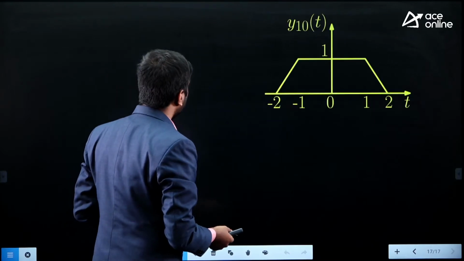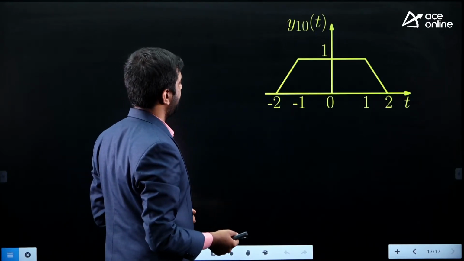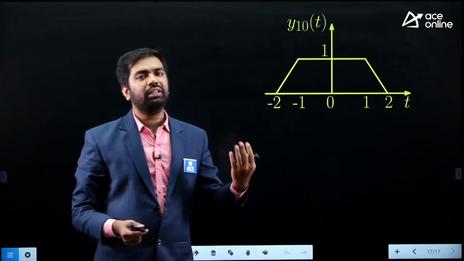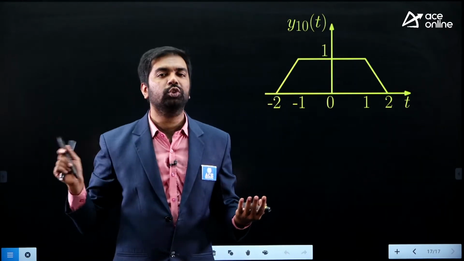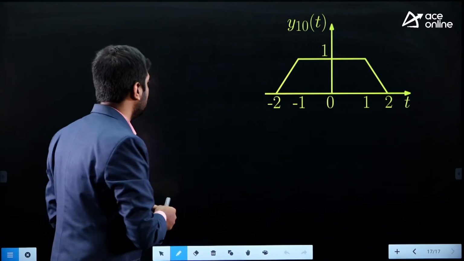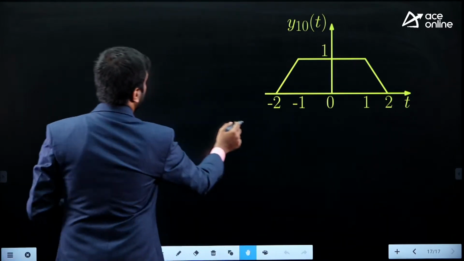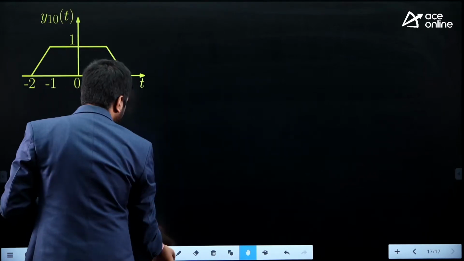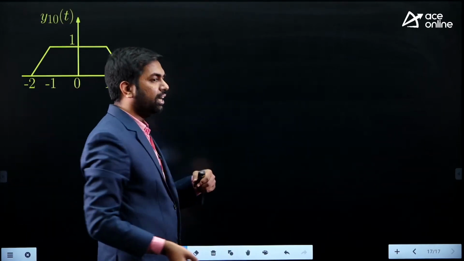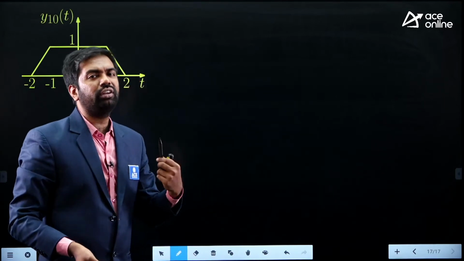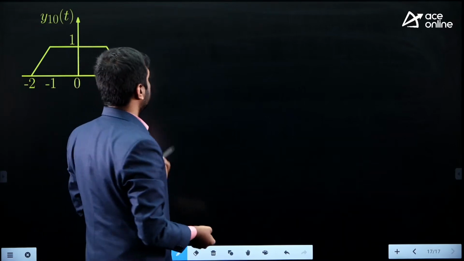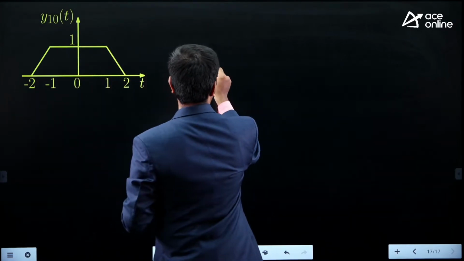So let's see this problem. How do you find the Fourier transform of this? Try to express this in terms of the previous ones. So let me show you how to express this in terms of the previous ones. There are multiple ways of doing this. If you can solve it in a different way, you can solve it and post your answers. So let me show you how to solve this.